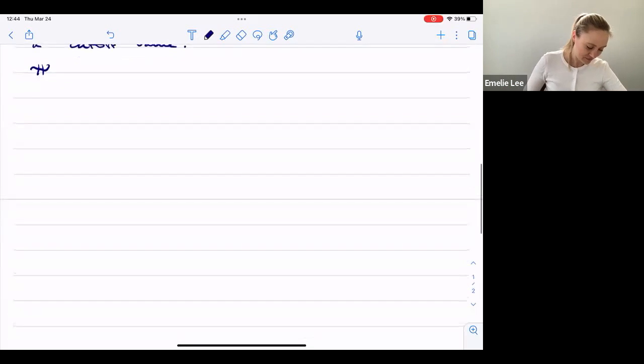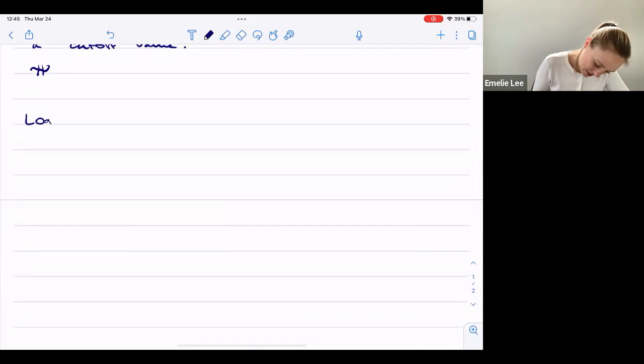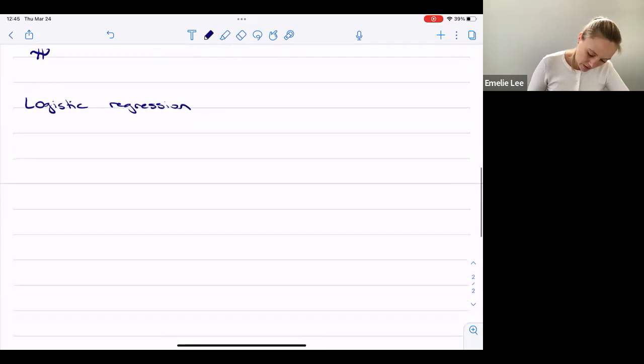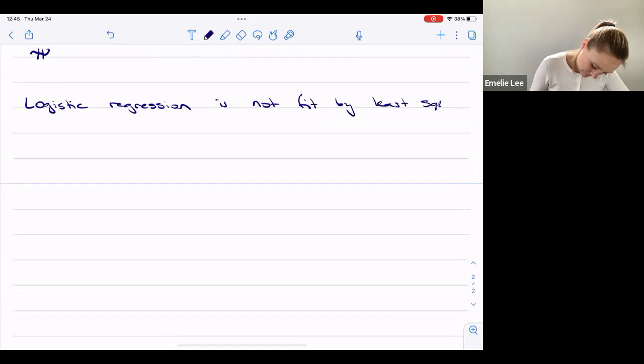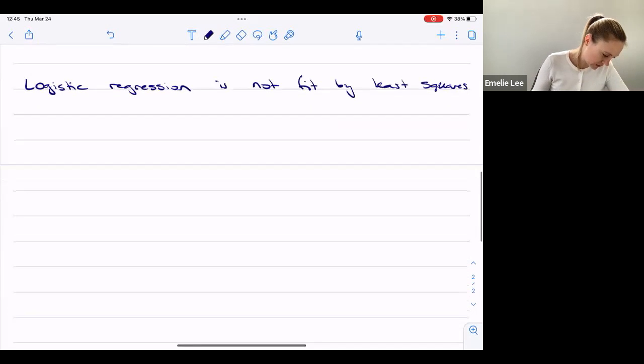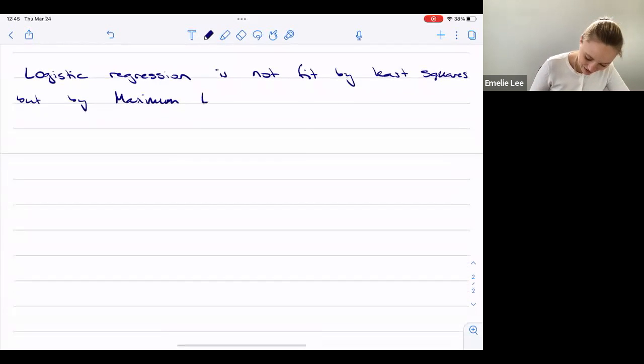I digress. So logistic regression is not fit by least squares, but by maximum likelihood estimation.